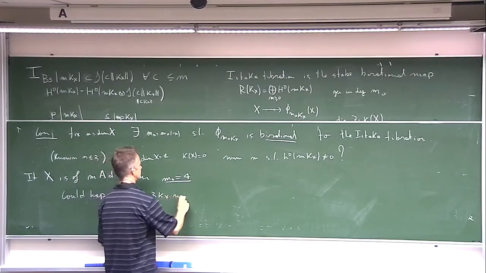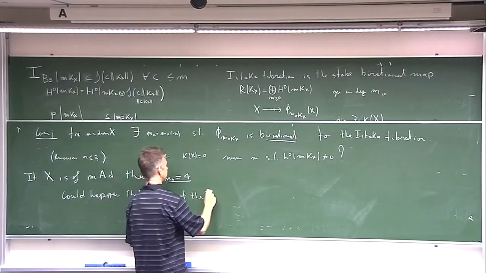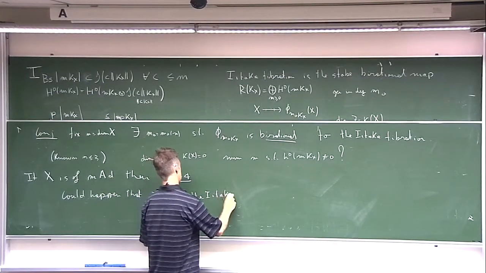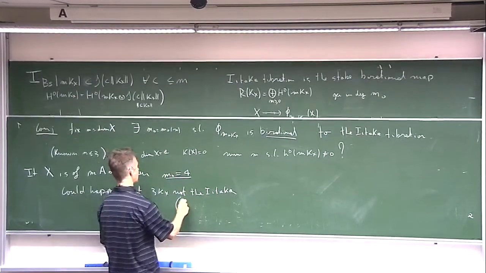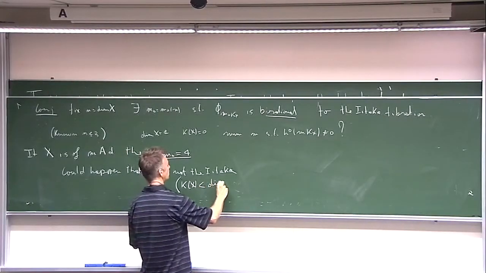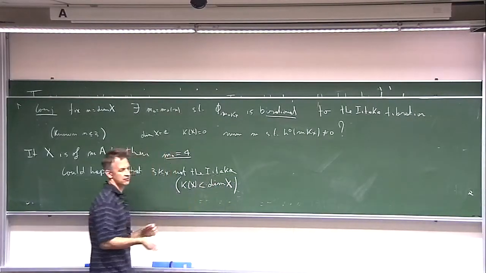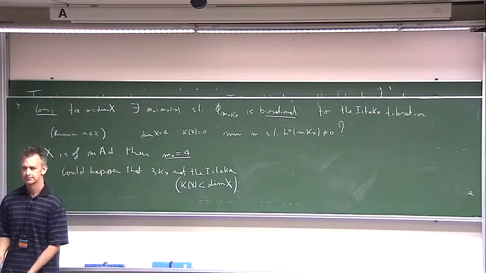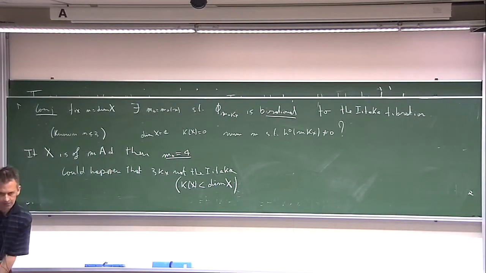It could happen that 3K_X is not the Iitaka fibration. Of course, in that case, the dimension of the Iitaka fibration will be less than the dimension of X. It won't be of general type, because the theorem for the general type case is that. And again, this is due to Lahoz, Jiang, and Chen-Hacon.